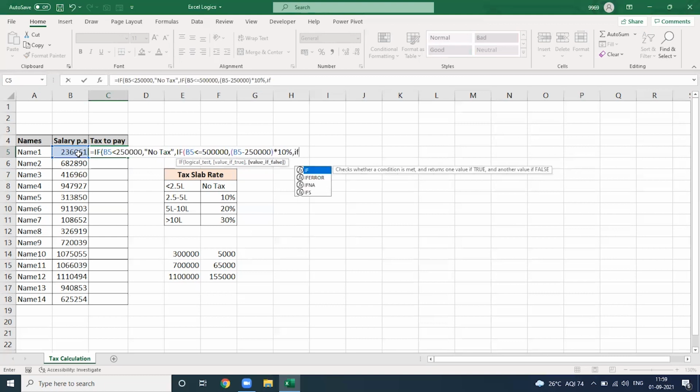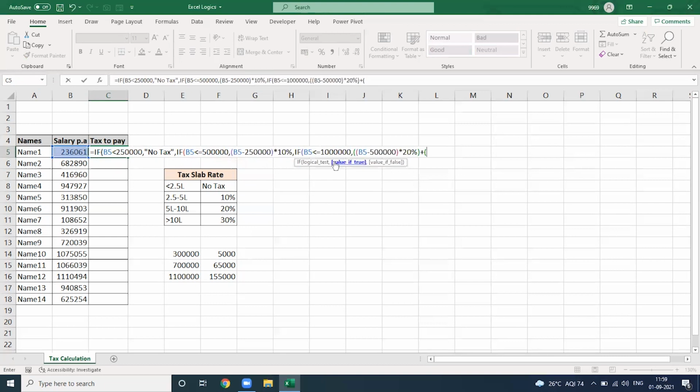Comma, if a person is earning 5 lakh to 10 lakh, which means less than or equal to 10 lakh, from that amount, we remove 5 lakh into 20%. Plus again in this 5 lakh, for 2.5 lakh, he should pay 10%.